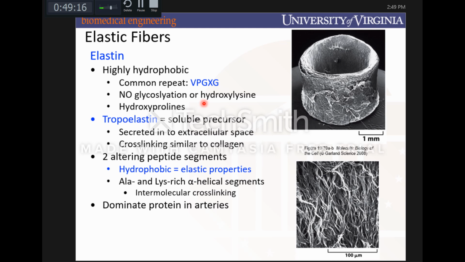I have another question. Yeah. So before, when you talked about the compressive forces and wanting to expand, that was due to hydrophilic properties, not hydrophobic properties?